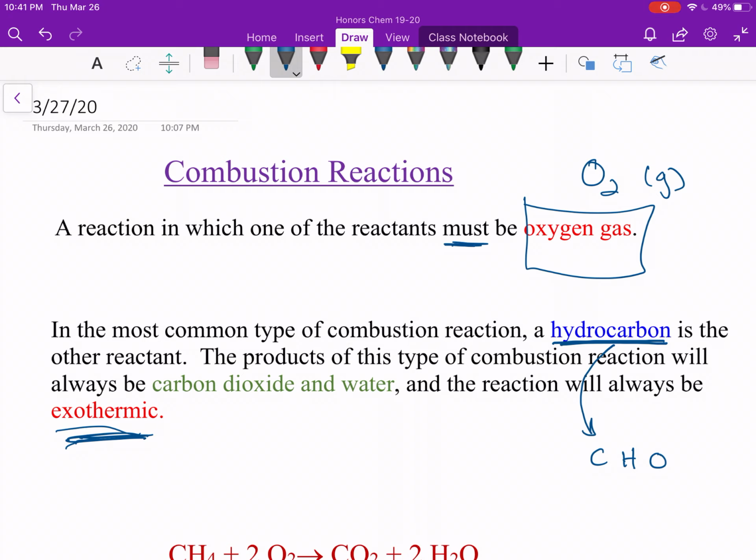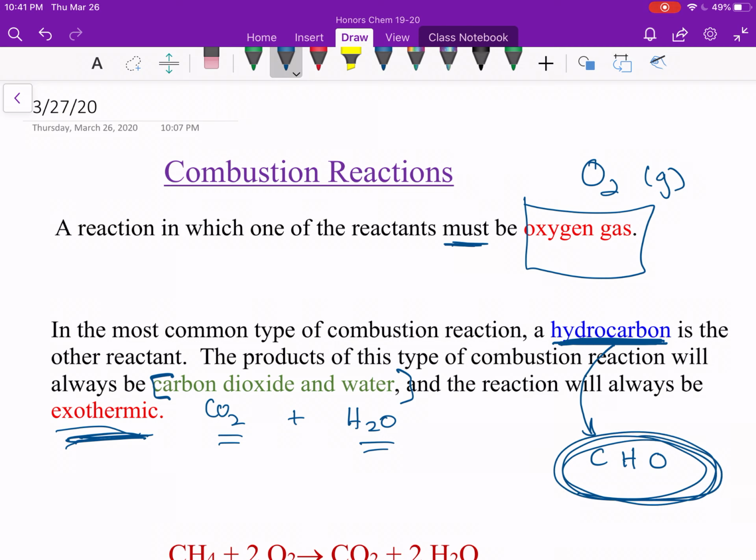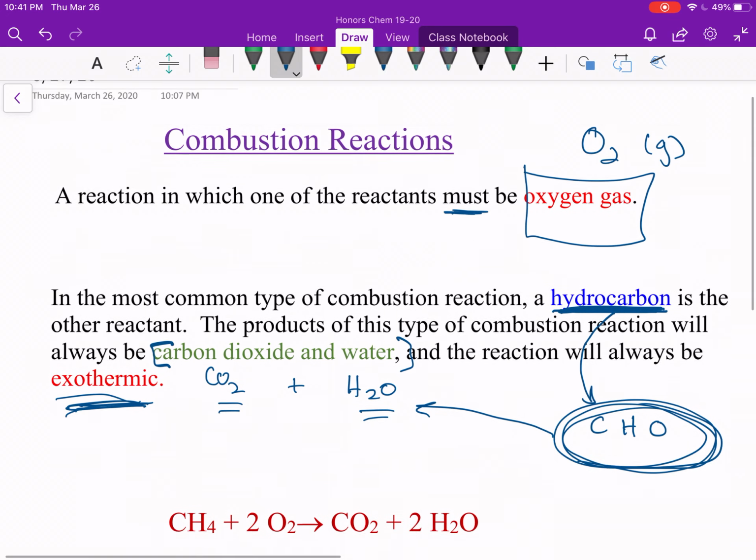If you're combusting a hydrocarbon, and this is specific to combusting a hydrocarbon, you're always going to get the same products: carbon dioxide, which is CO2, and H2O. It doesn't matter what the formula of that hydrocarbon is, we react that hydrocarbon with oxygen, and we're always going to produce carbon dioxide and water.